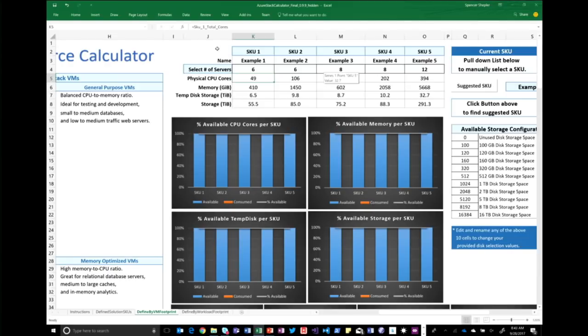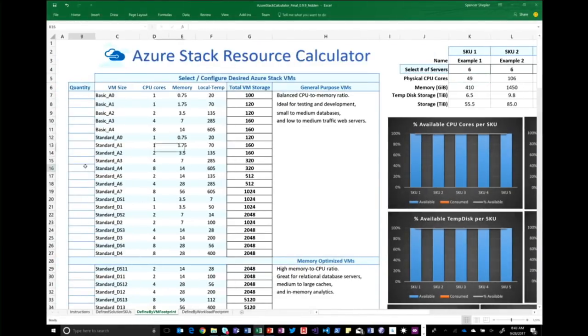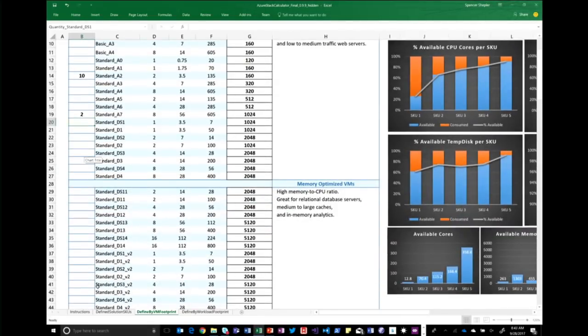So I have my 5 examples. It took that as input, and I have the 5 SKUs that are lined up here. And so when I start putting VM counts in, let's say that I want to do 10 standard A2s, and I'm going to run a couple of larger A7s because they're big memory systems. And then I'm going to get some better storage performance, so let's pick a DS3, and I'm going to put 3 of those in the system. So those are the capacities.